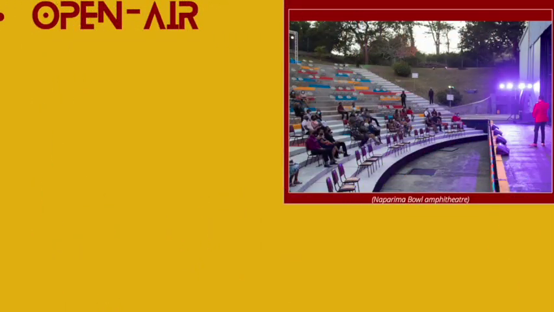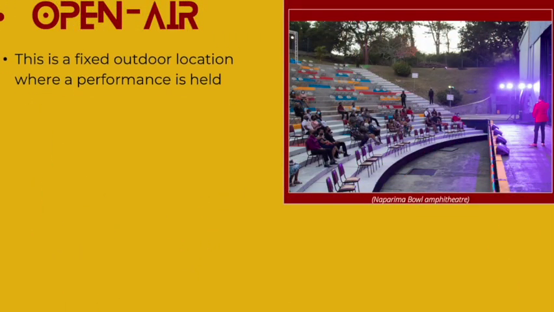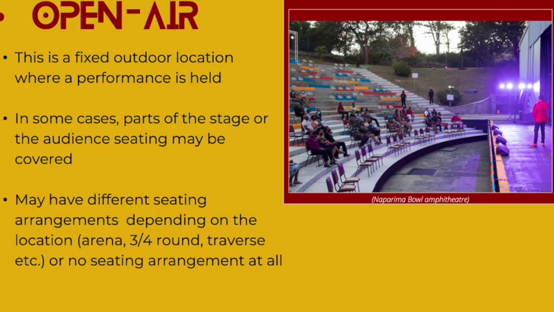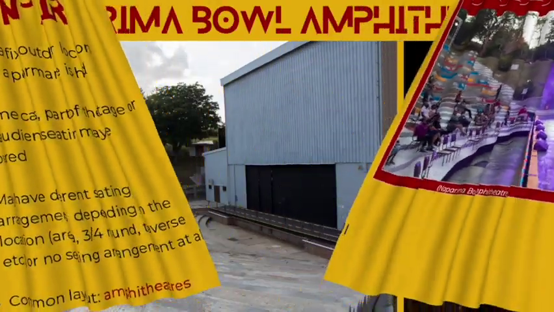The first one that we're going to look at generally is open air. This literally means that it is a fixed location outdoors where performance is held. In some cases, there are parts of the stage that may be covered, so not the entire thing is outdoors, but the seating definitely is. And it might have different seating arrangements. Open air just means any type of theater that is not enclosed within the walls of a building. So let's look at amphitheaters.